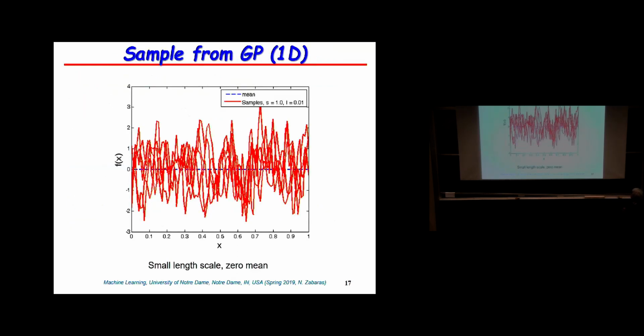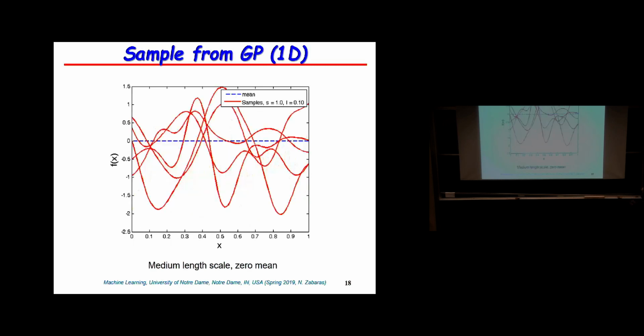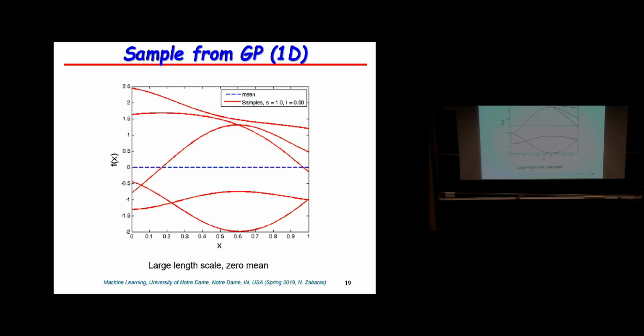All right, so I give you different combinations of samples from a one-dimensional GP. Small length scale and zero mean. Medium length scale, you can see the variability is not as significant as in the previous one. Large length scale, so the variability is even less here.